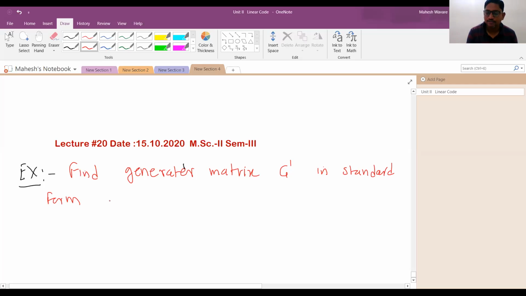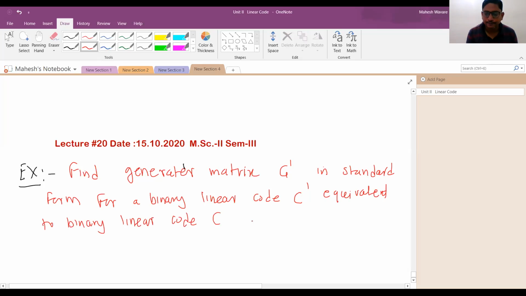Find the generator matrix G dash in standard form for a binary linear code, meaning the field is F2. For a binary linear code C dash, where C is given to you, this C dash is equivalent to the binary linear code C with the given parity check matrix H. So two parity check matrices are given.